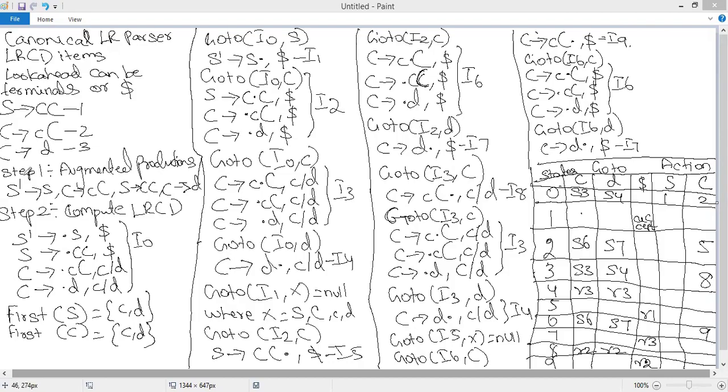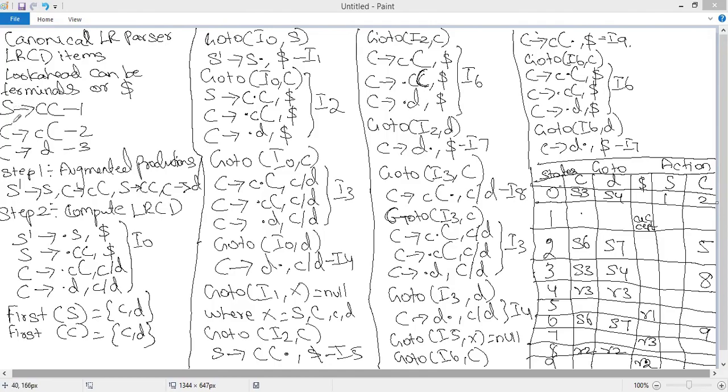So step one is identifying the augmented production. The augmented production will be given for the start symbol. Here the start symbol is S, so we name the augmented production S' tends to S, and the remaining production rules as they are. And step two is we have to compute the first of the non-terminals.